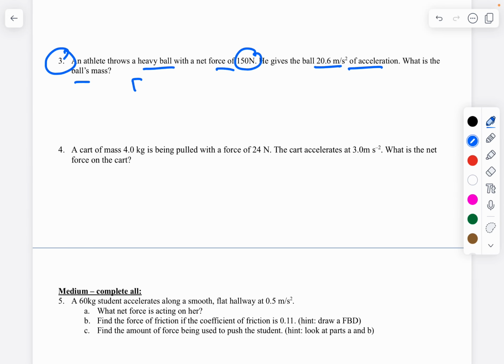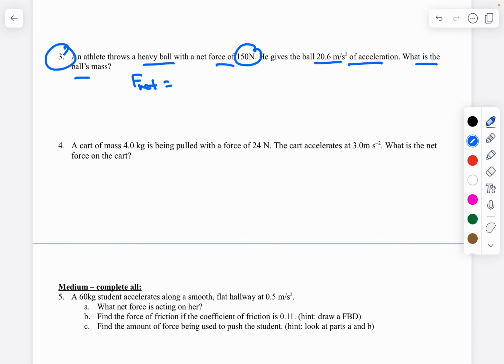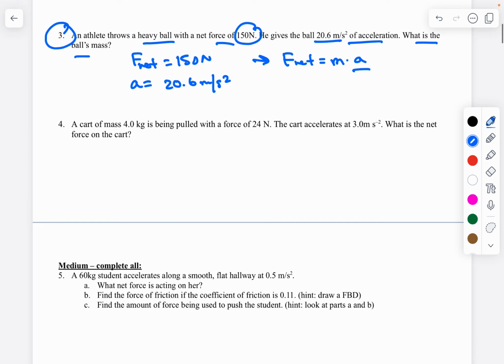Okay, so we want to know the mass. We have 150 newtons, and we know that the acceleration is 20.6 meters per second squared. From our equation, we know F net equals m times a. So we can divide by a, and then you get F net divided by a equals m. So that would give us our mass. All we do is 150 newtons divided by 20.6 meters per second squared.